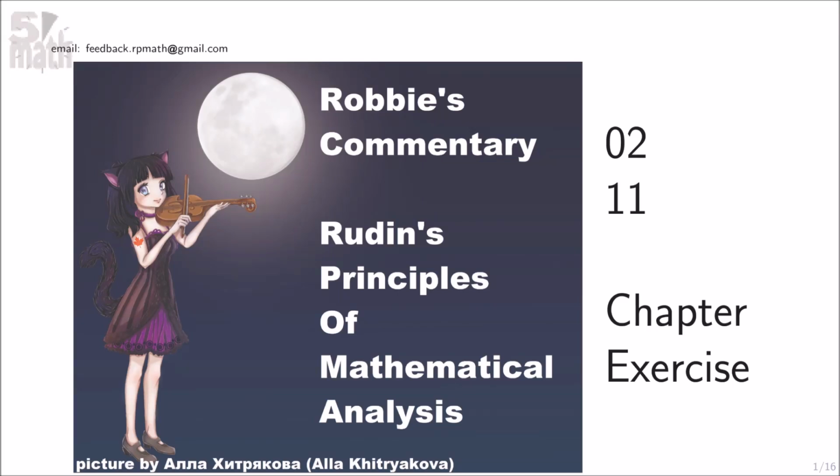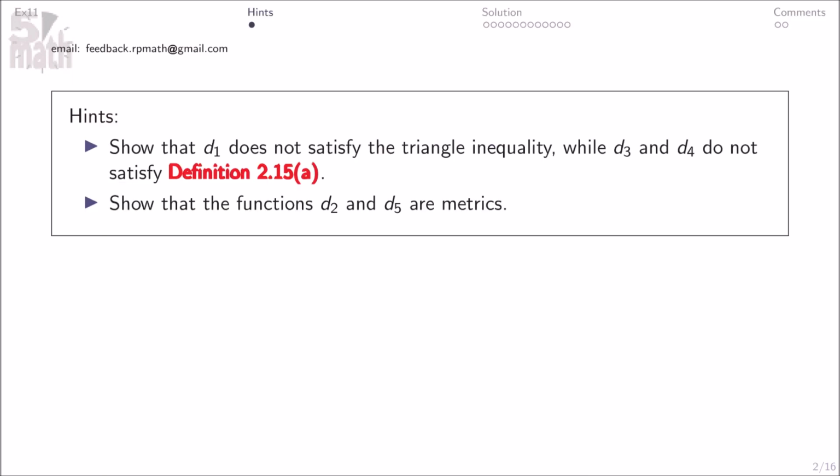Chapter 2, Exercise 11. Hint: show that D1 does not satisfy the triangle inequality, while D3 and D4 do not satisfy definition 215a. Show that the functions D2 and D5 are metrics.